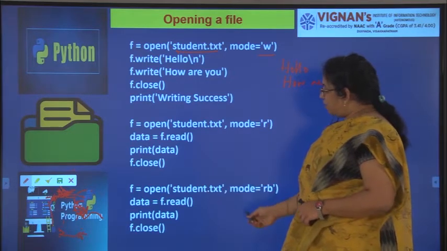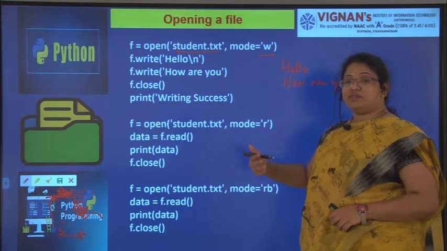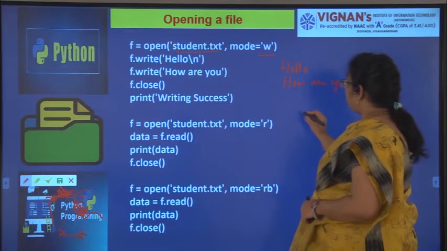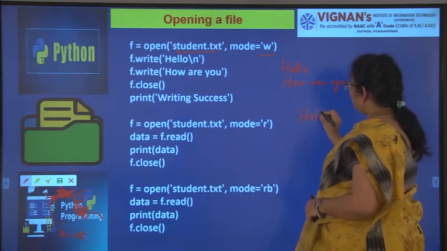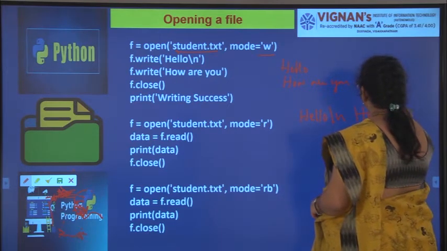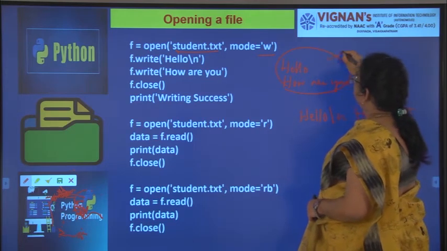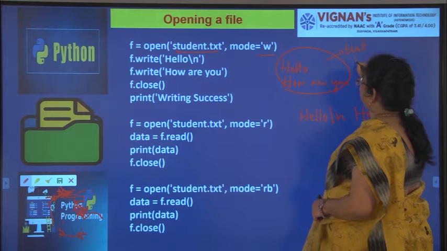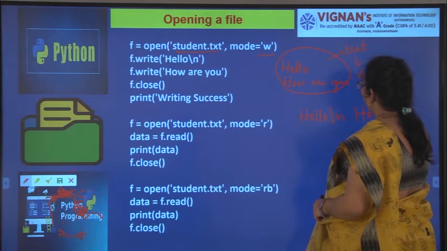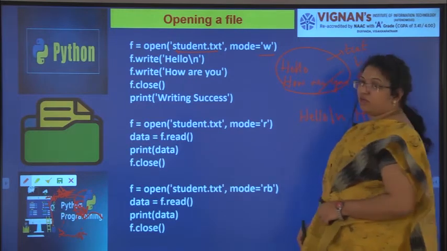Now I'm using here read binary mode. If you are using this read binary mode, this file is treated as a binary file. If you are working with binary files, the output you are going to get is hello\n, how are you. Why are you getting it like this? Because it is a text file, a decoding mechanism will be done here. Whatever encoding format is available, it is going to perform the decoding operation and give you the output like this.